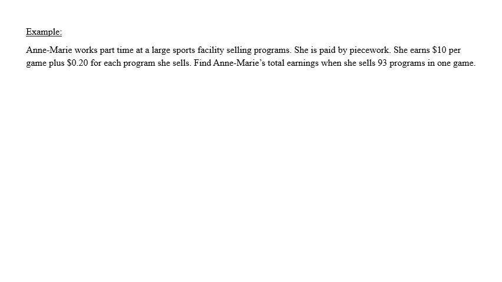So first we'll figure out how much she earned by selling programs. So if it's 20 cents per program and she sold 93 programs, we would do 20 cents times 93 and see that she earned $18.60 for selling programs. Then we can add on that $10 she got just for showing up to see that she earned a total of $28.60.